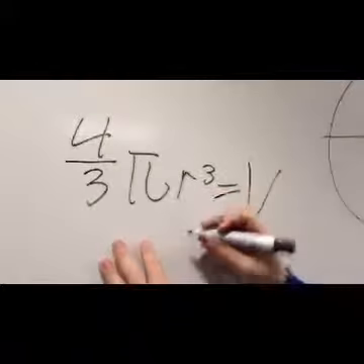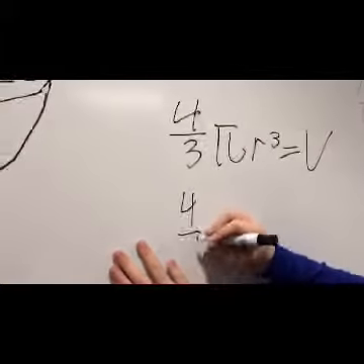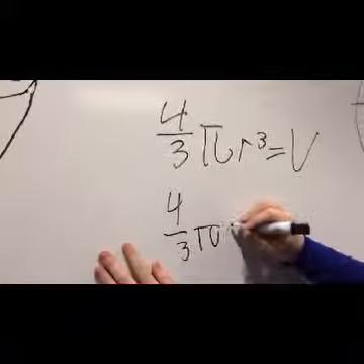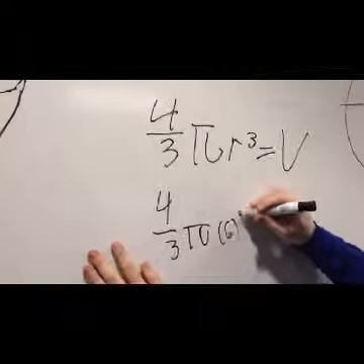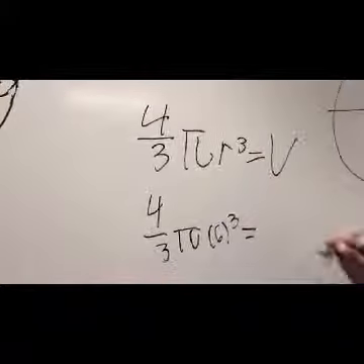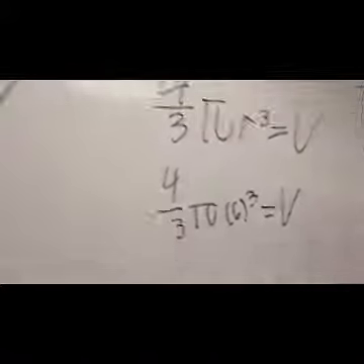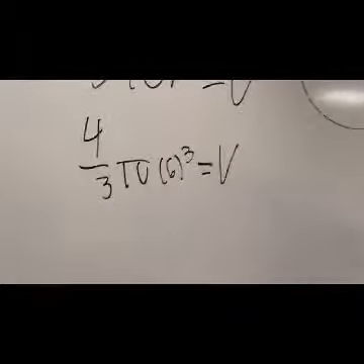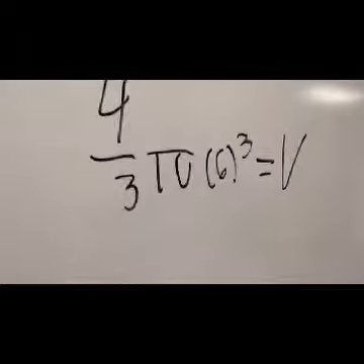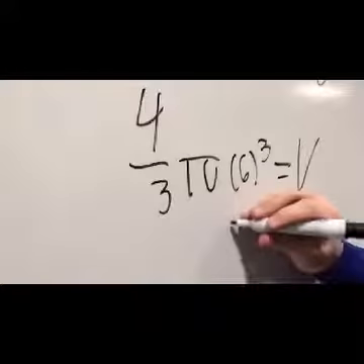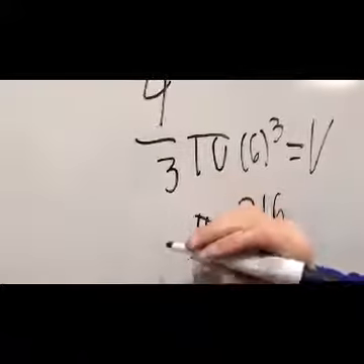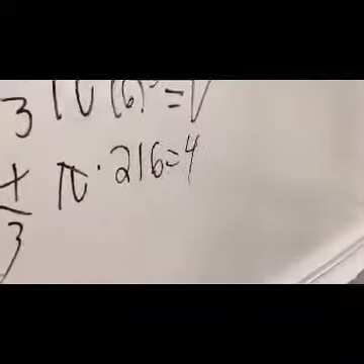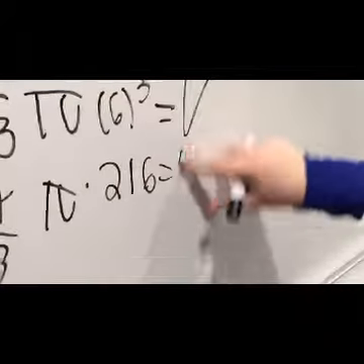So then we come back here. If we replace everything, it's going to be 4/3 pi, replace the r with a 6, to the third power equals volume. V standing for volume. So 6 to the third power equals 216. So we replace that. Equals volume. It's a 4.